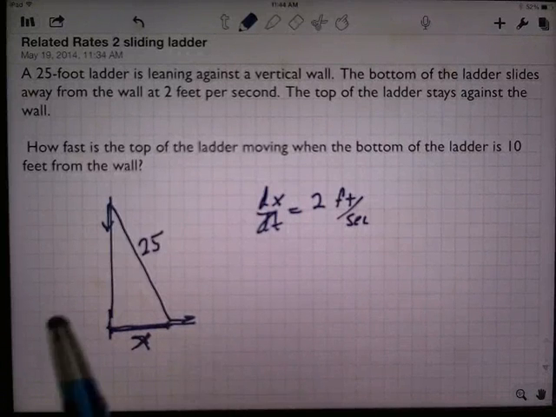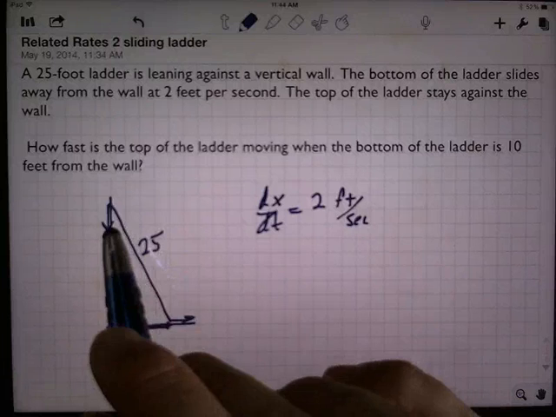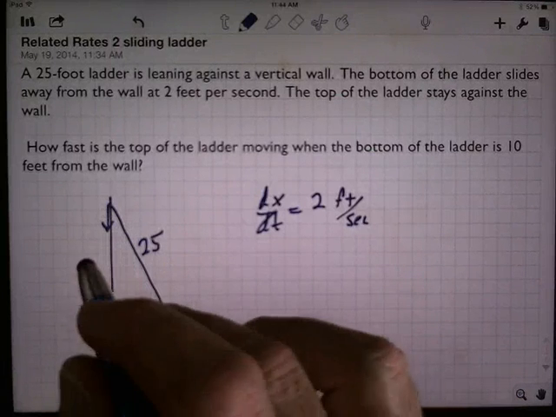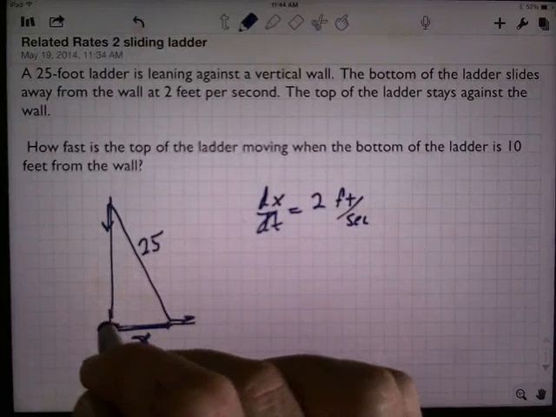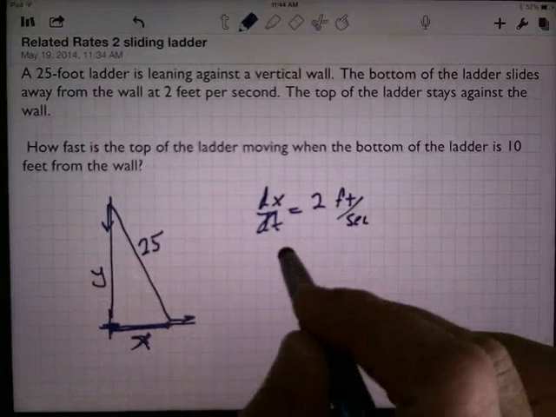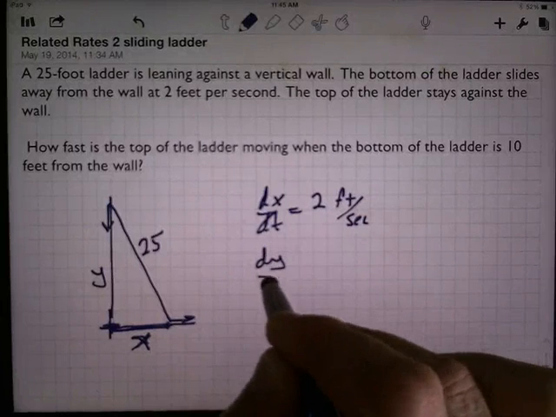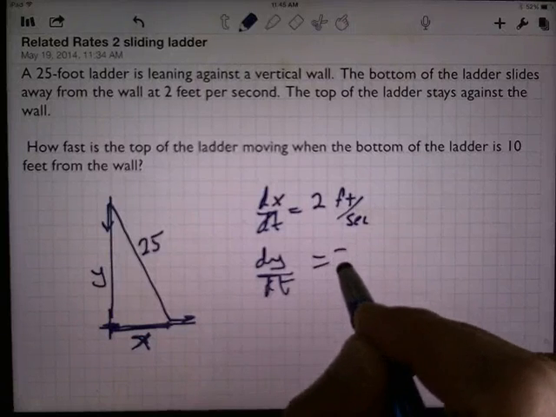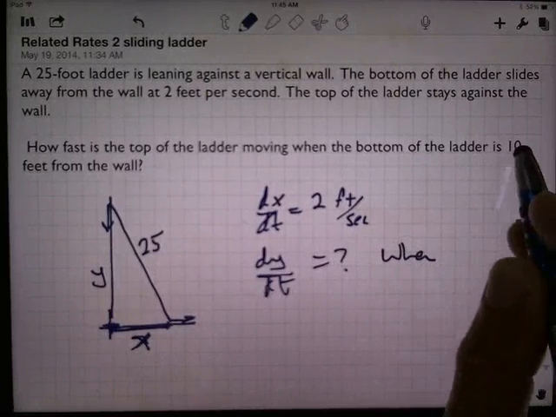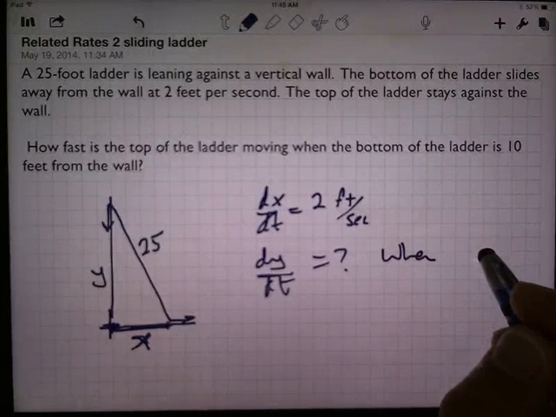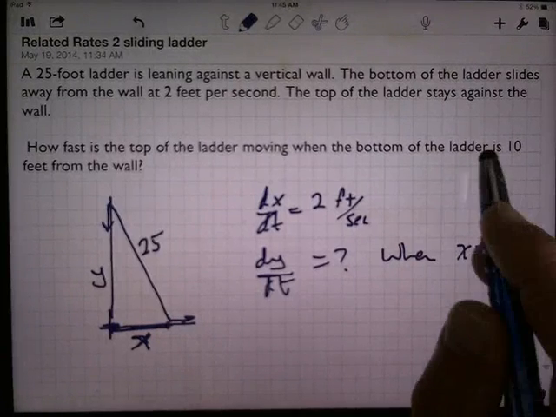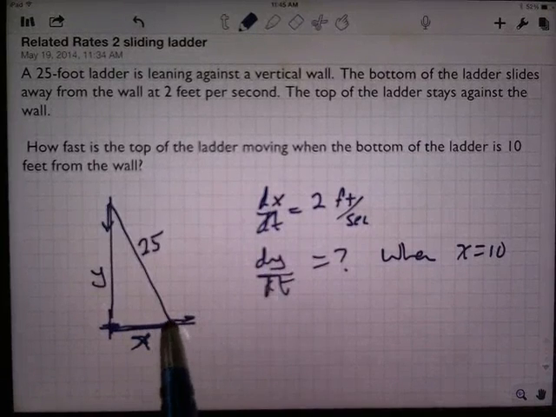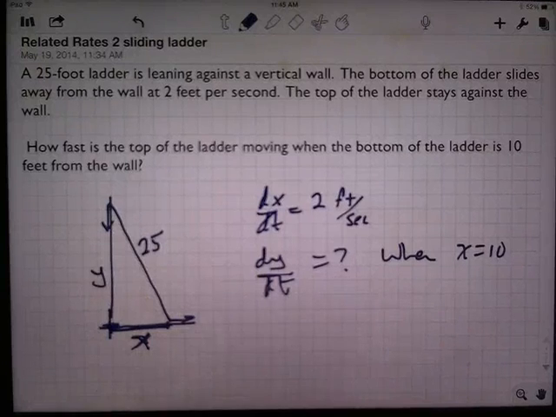The question is asking how fast is the top of the ladder moving? Well, the top of the ladder, we need a position function for it. So again, from the origin, let's call that length y. So dy/dt is what we're looking for. So dy/dt equals question mark when, and they told me x is 10, right? When the bottom of the ladder is 10 feet from the wall. So they told me how fast the bottom of the ladder is moving. They asked me how fast the top of the ladder is moving.